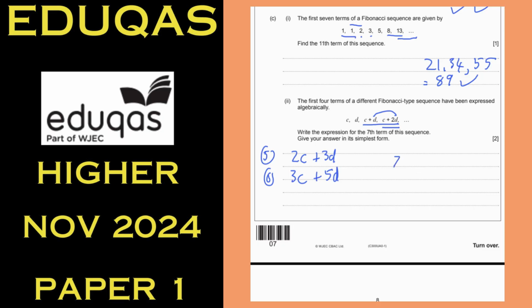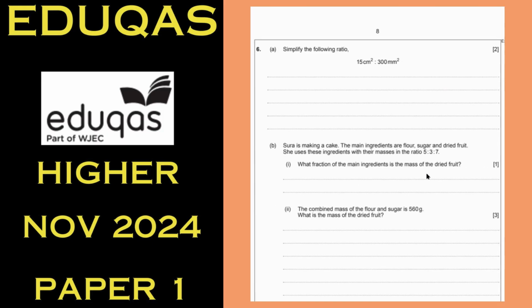And to get your 7th number, it's helpful to have these written above and below, because you can add your C's together, you get 5 of them. You can add your D's together, you get 8 of them. Mark for each term being correct.